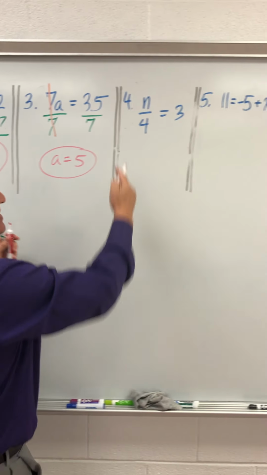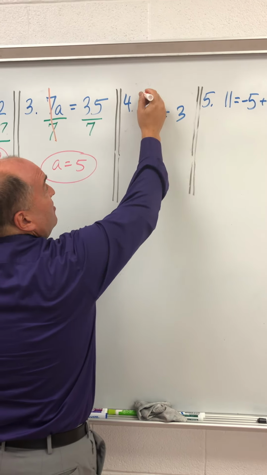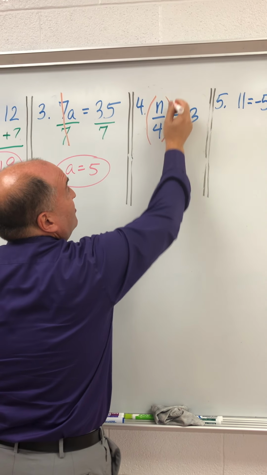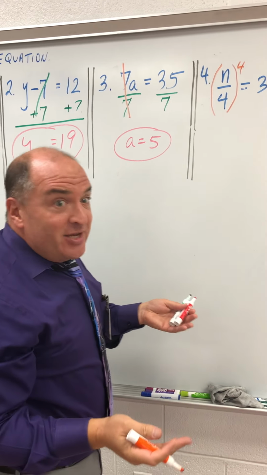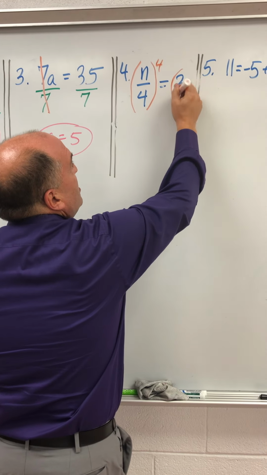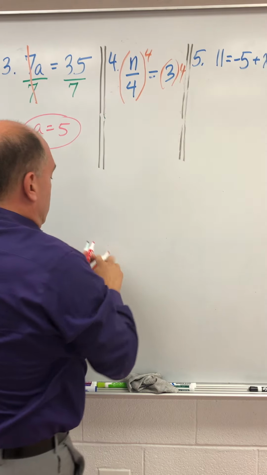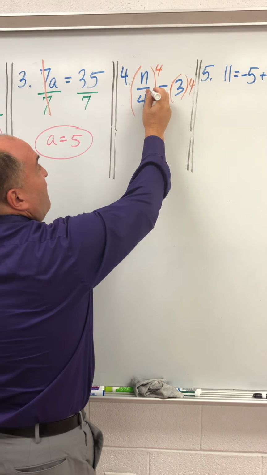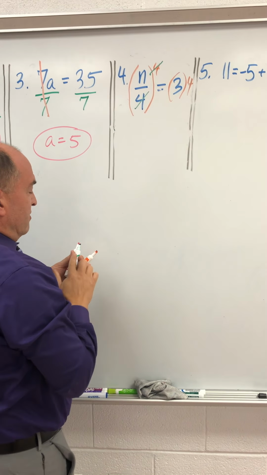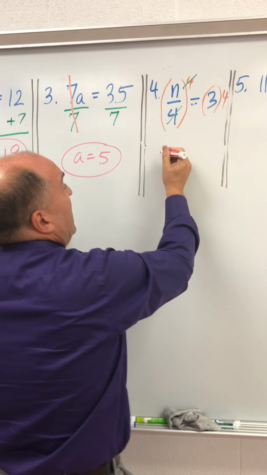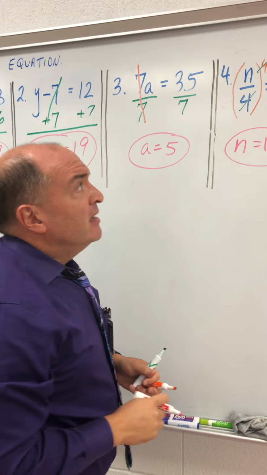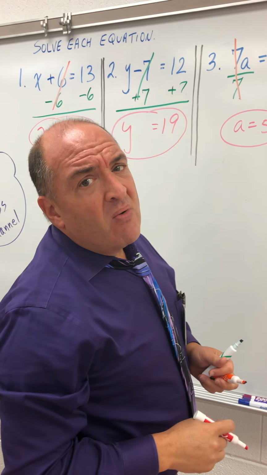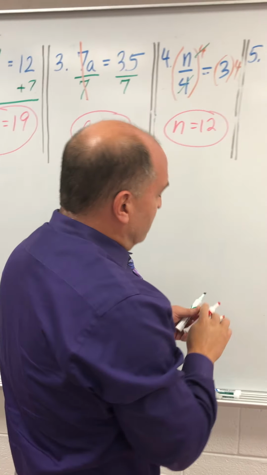What if it's divided by 4? Well, then you got to multiply by 4. Whatever you do to one side, you got to do to the other. Multiply this by 4. What happens? These guys cancel. So your answer is n equals 12. Easy. Easy like Sunday morning.